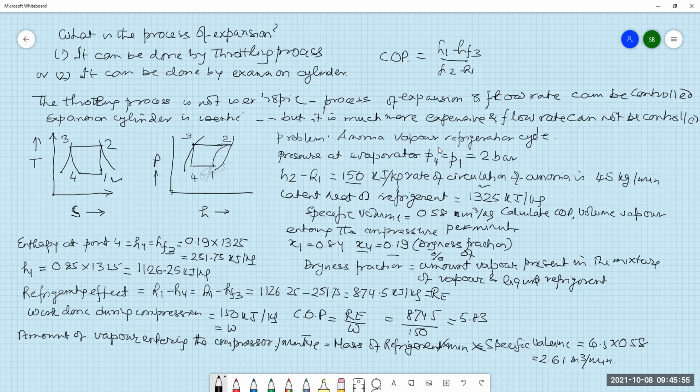So first we have to calculate the refrigerating effect, which is not known to us. So we have to calculate H4 as well as H1. The latent heat of vaporization of this refrigerant is given, and the dryness fractions at 4 and at 1 are given. The heat present in the refrigerant is the dryness fraction multiplied by the latent heat at H4 and at H1. Thus we got both values of H1 and H4, and thus the refrigerating effect, or the amount of heat extracted from the refrigerator. As the work done by the compressor is given, COP is the refrigerating effect divided by work done, and that is equal to 5.83. The amount of refrigerant to the compressor per minute is the mass into specific volume. Both are given, so it is equal to 2.61 meter cube per minute.